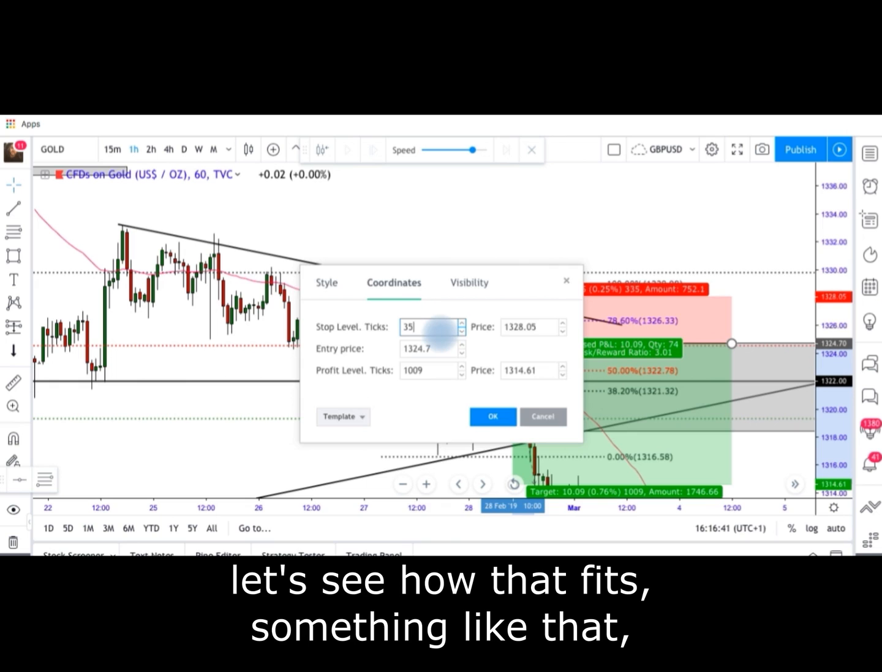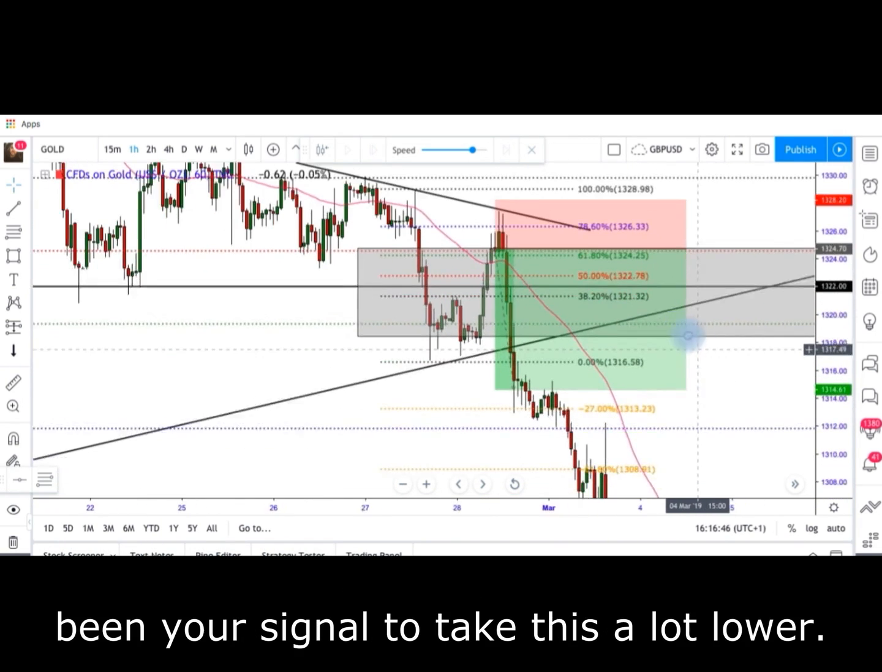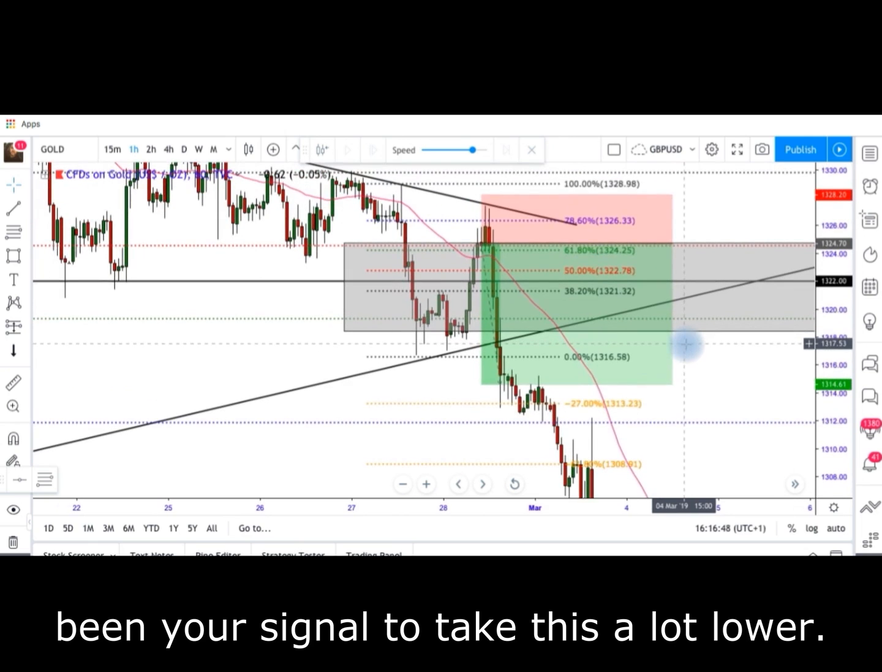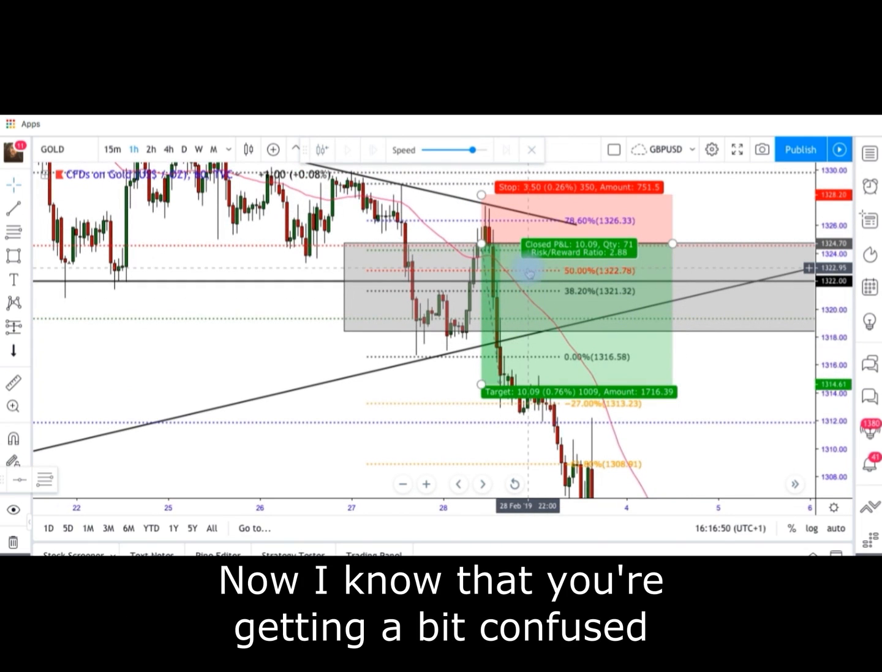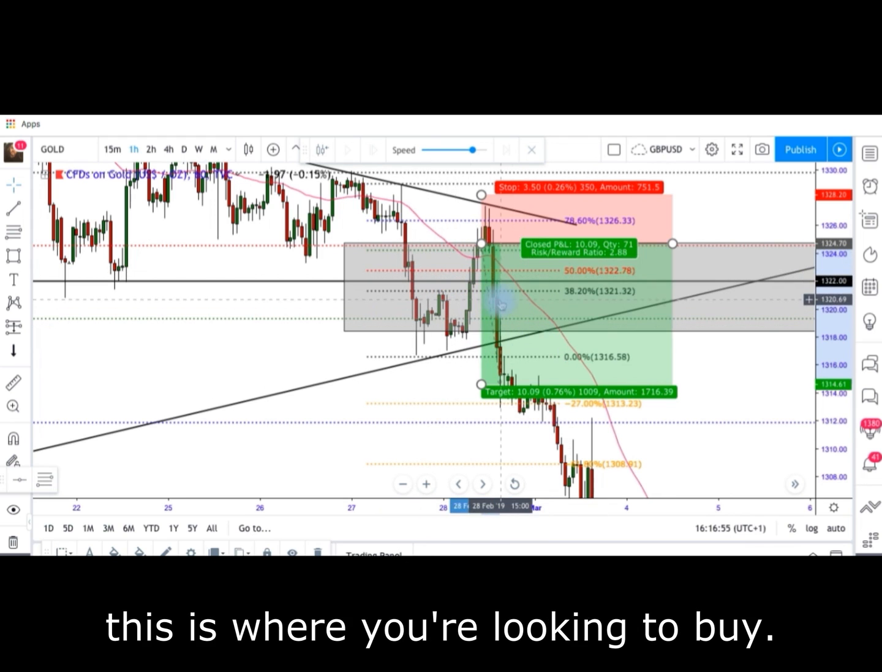Let's see how that fits. Something like that, maybe even 40 pips. And this would have actually been your signal to take this a lot lower. Now, I know that you're getting a bit confused because you're thinking to yourself, well, this is your target though. This is where you're looking to buy it.